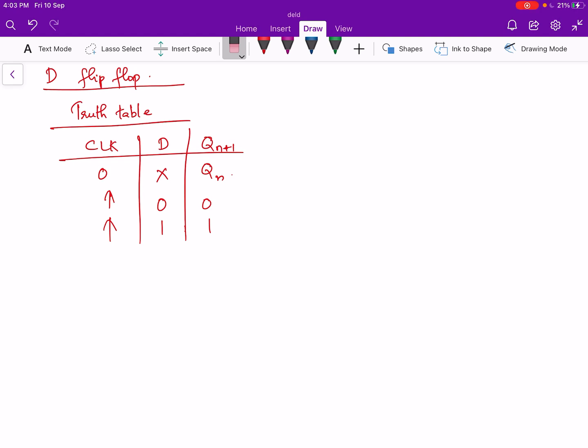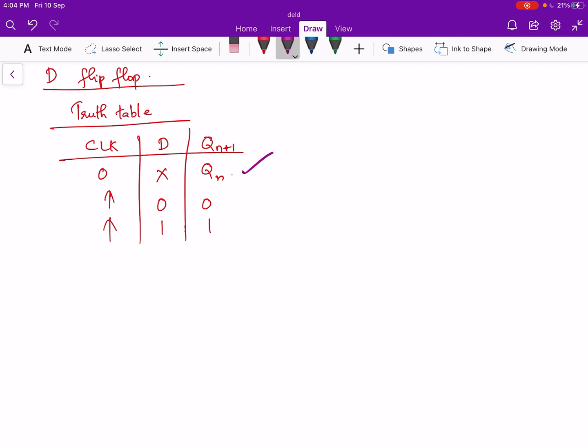Hello everyone, in this video we will see about the characteristic table and excitation table of D flip-flop. So this is the truth table of D flip-flop. When there is no clock pulse, irrespective of the value of D, Qn plus 1 will be equal to Qn. And when there is a clock pulse applied, then the value of Qn plus 1 will be equal to D.